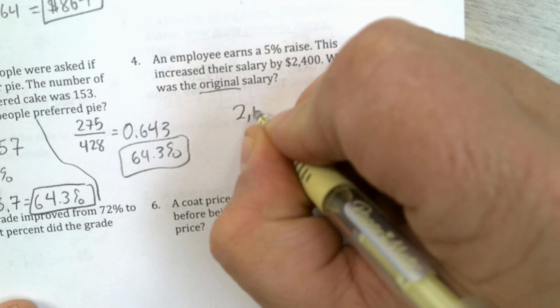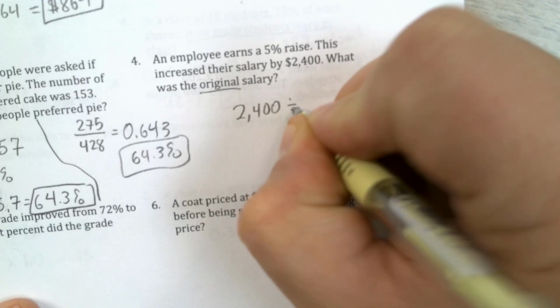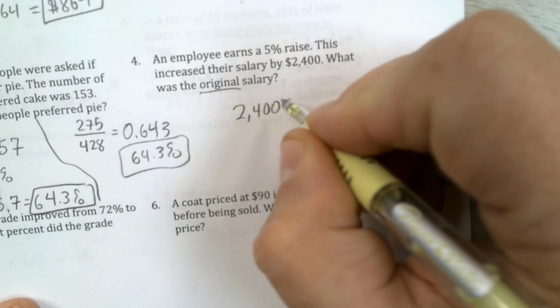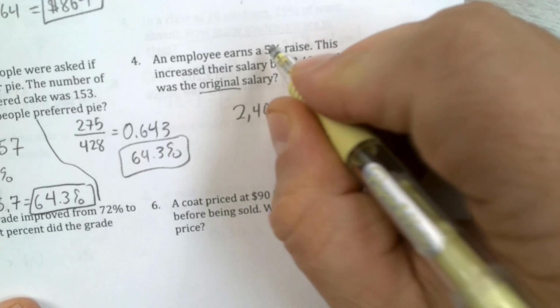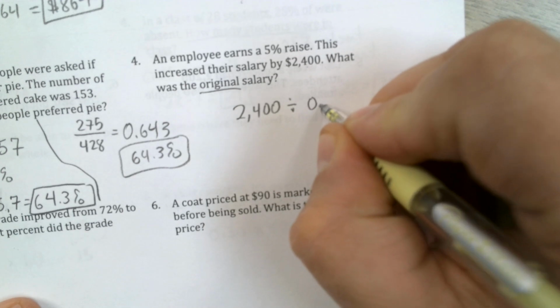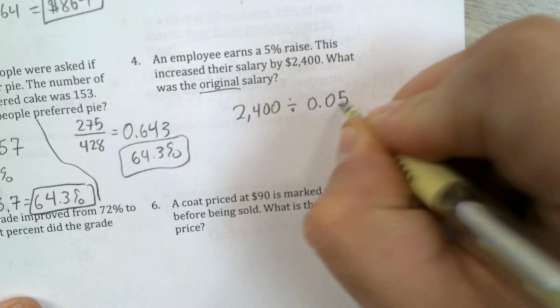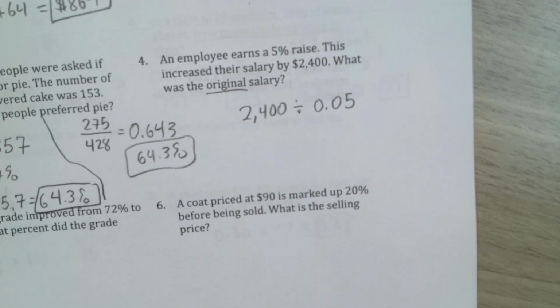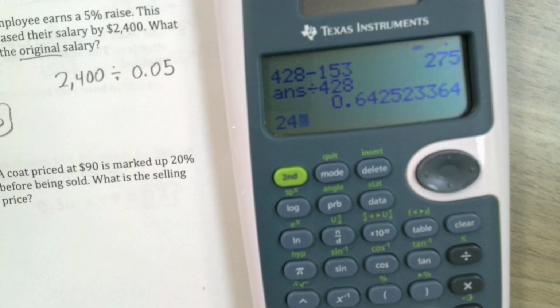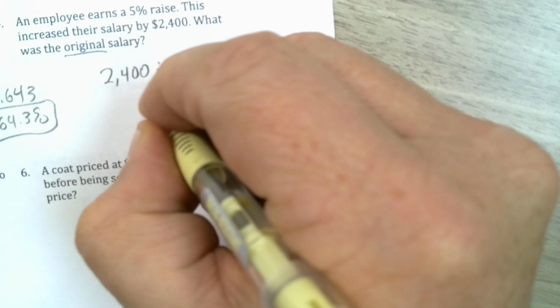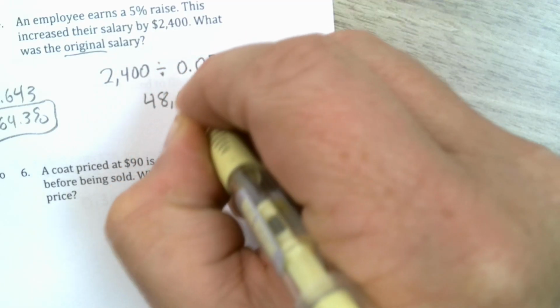So you're going to take the 2,400 and you're going to divide it by this percent as a decimal. Remember, if it's single digit, you're still moving it twice. That should be 0.05. And so we'll do the 2,400 divided by the 0.05. And 48,000 is going to be the original salary.